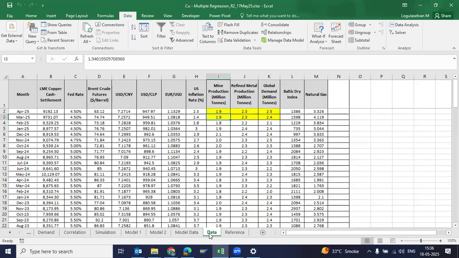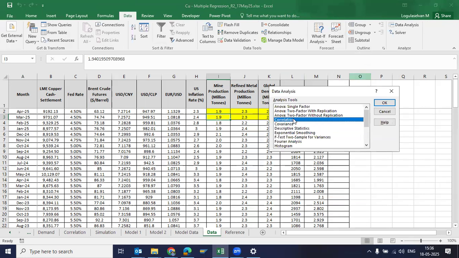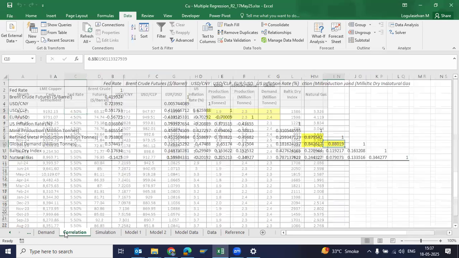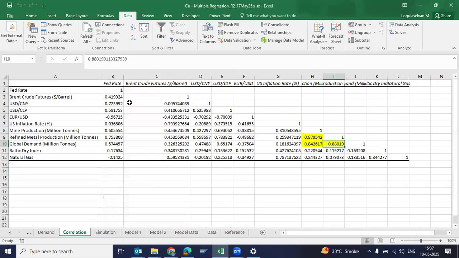So as I said in the old video, first we conduct the correlation. For that, we go to data analysis. There is an option called correlation. We select the required set of data, leaving the LME copper, starting from column C to N. All the data we select and we conduct the correlation test. And this is the result what we have got.